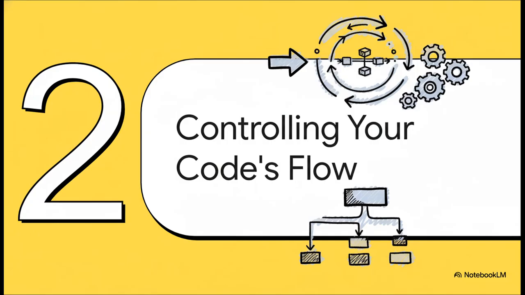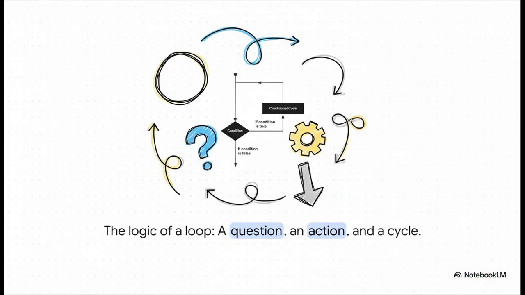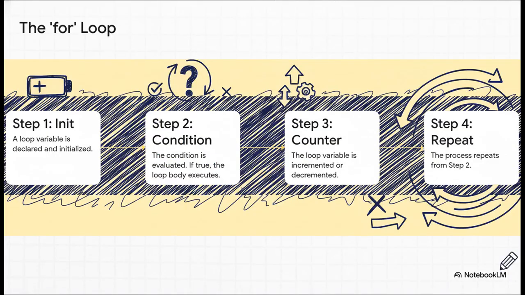Okay, so we've got our data stored. Now what? We need to actually do stuff with it to control how our program flows. And for any kind of repetitive task, our go-to tool is, of course, the loop. Before we even touch a line of code, this little flowchart just nails the whole idea of a loop, right? You ask a question. If the answer is yes, you do something, and then you go back and ask again. If the answer is no, you break the cycle. Simple, but so powerful.